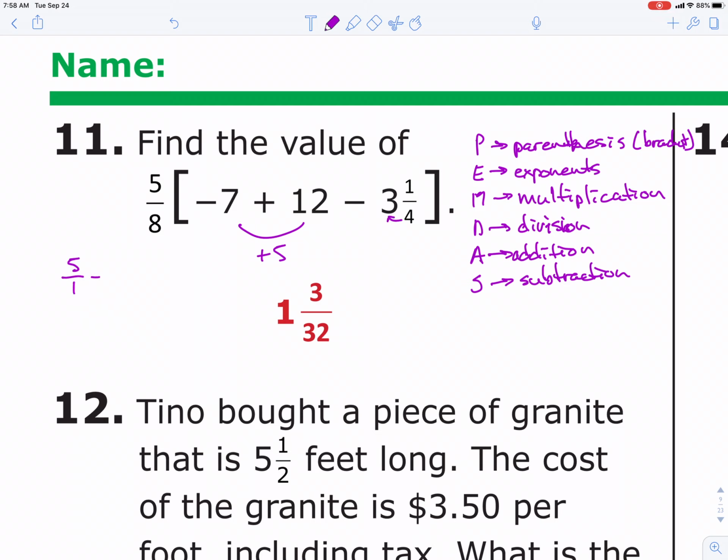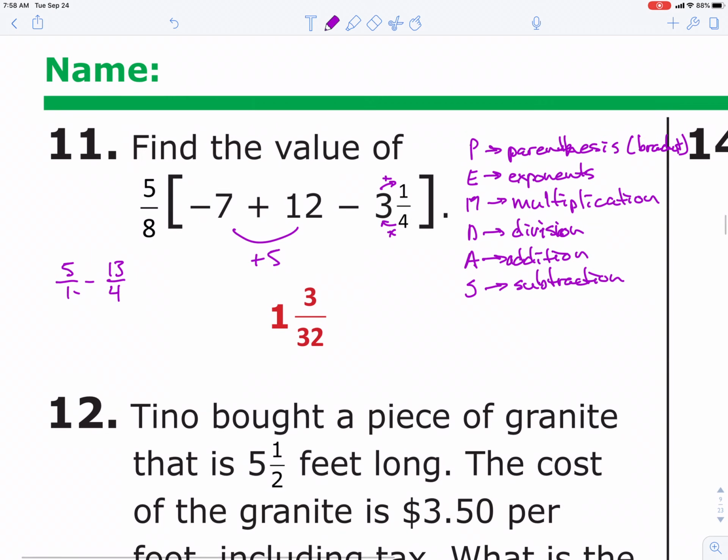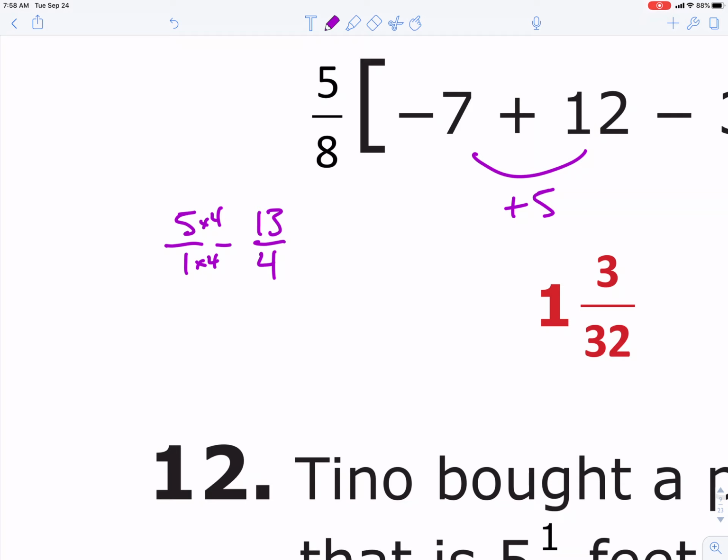So I need to make this into an improper fraction. So I multiply and add. 3 times 4 is 12, plus 1 is 13, so that's 13/4. Well, I have to have a common denominator. So what number does 1 and 4 go into? 4. So I multiply the top and bottom of my fraction by 4. 5 times 4 gives me 20 over 4 minus 13/4. That gives me 7/4. Okay, now this is making a little bit more sense.